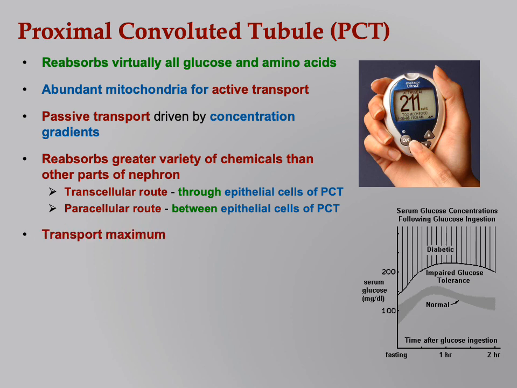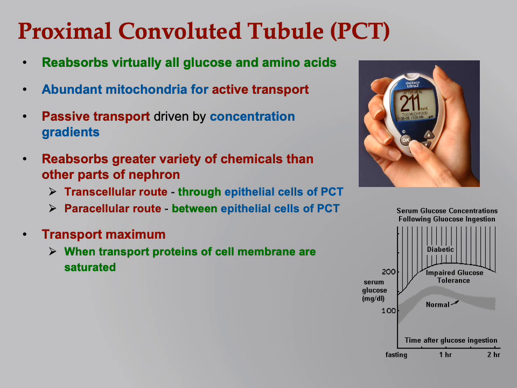Now, the transport maximum, this is a big deal, and I want you to know about this because this explains some very basic physiology here that you probably knew about but didn't know why it happened, and now we're going to find out why. So, the transport maximum is reached when the transport proteins of cell membranes are completely saturated.